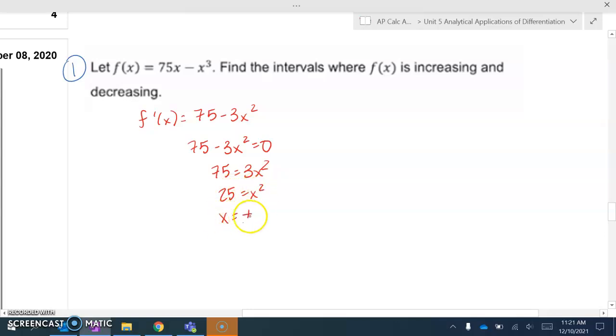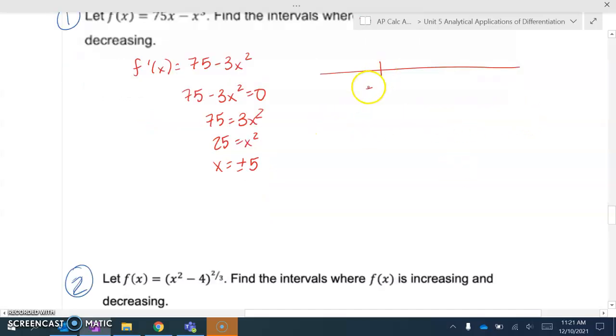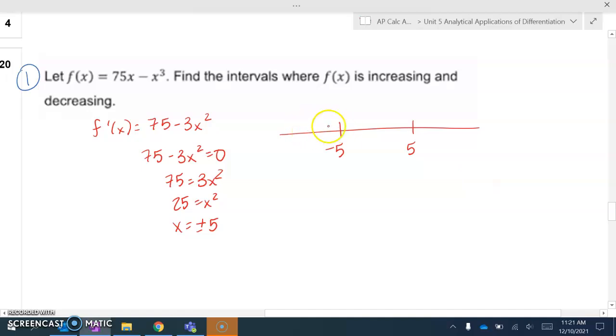Hopefully we're all okay with getting plus and minus 5. So we'll put both of those on our little sign chart, and we'll test around those. And you can pick any value that's in between the intervals. And once again, I don't really care about the specific value, just the sign. So if I put in negative 4 squared, so that's 16 times negative 3, this is going to come out positive. Hopefully we can all see that.